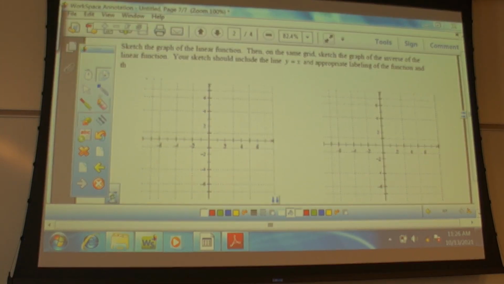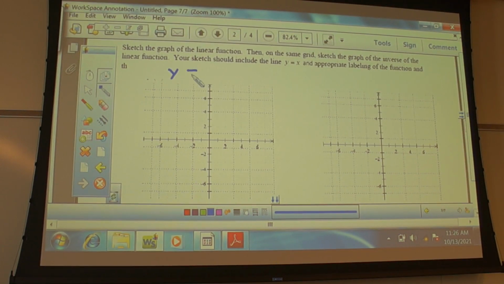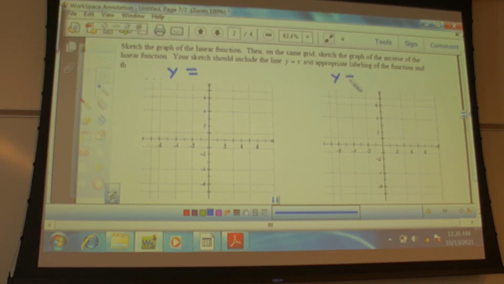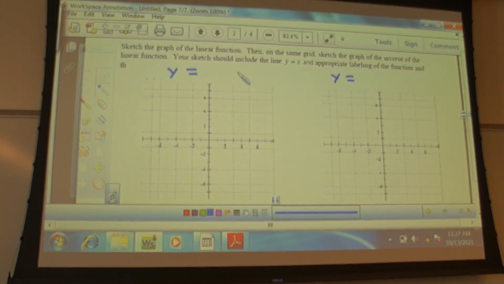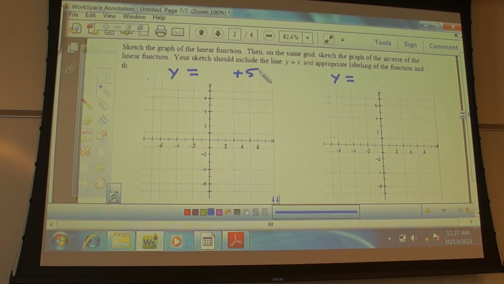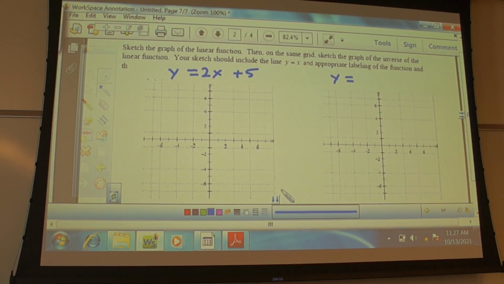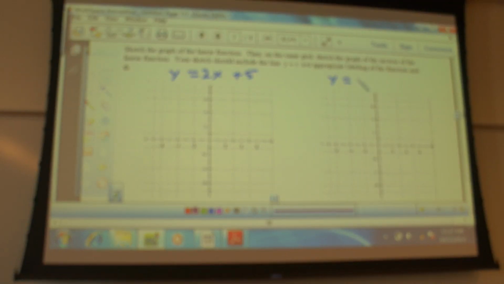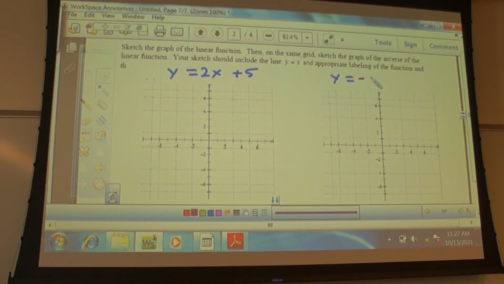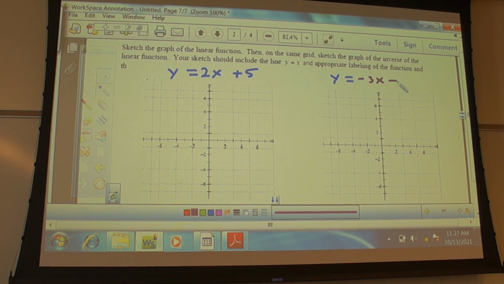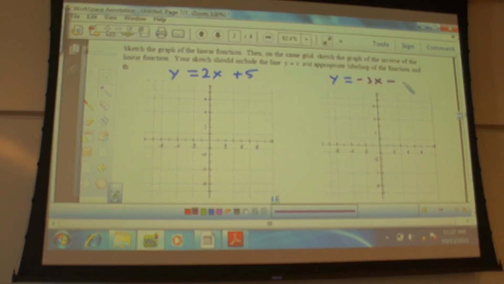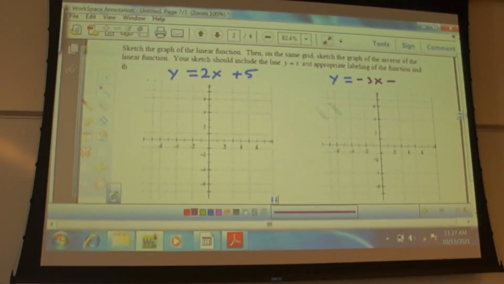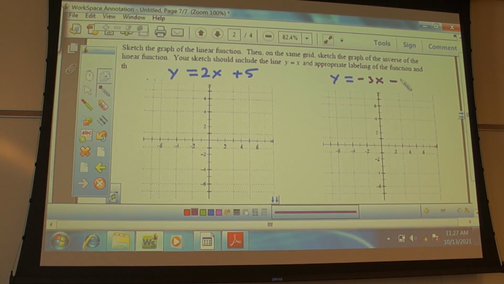Someone give me a number. 5, okay. I'm going to do plus 5. So let's do 2x plus 5. How's that sound? And then you don't draw this on yours. Not yours, this is just mine. I just want to show you some stuff about graphing. I'll do minus 3 minus what? Someone else give me a number. Any number. 7. Minus 7. Okay, great.